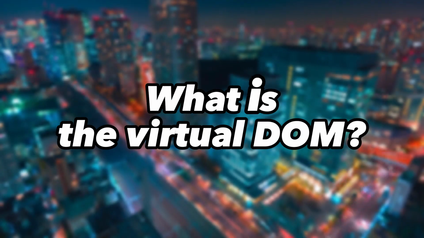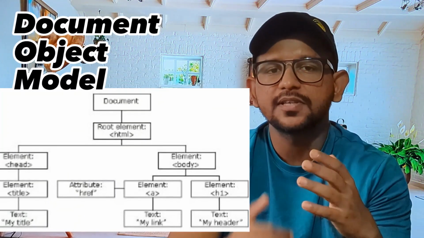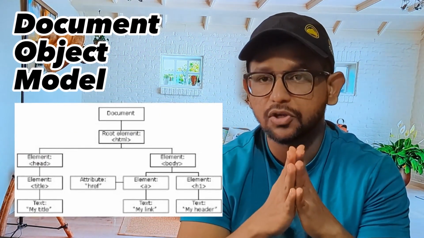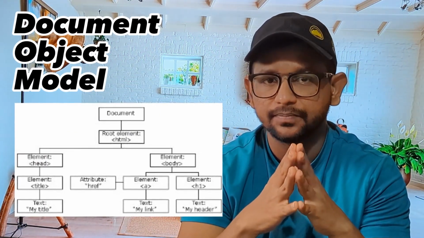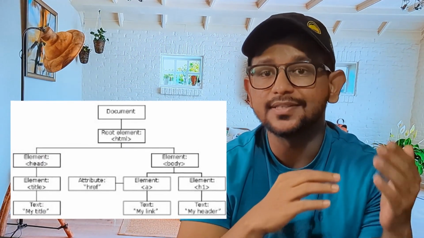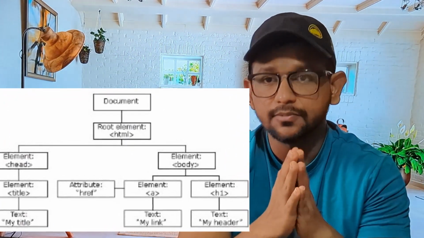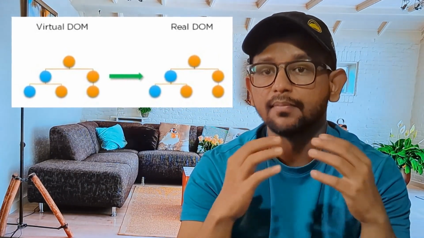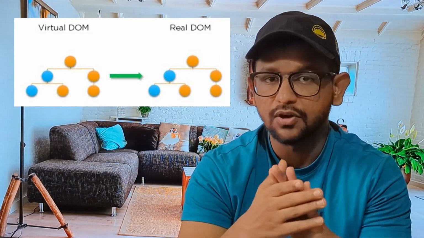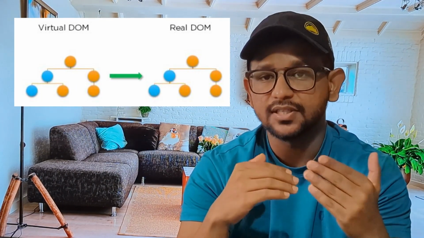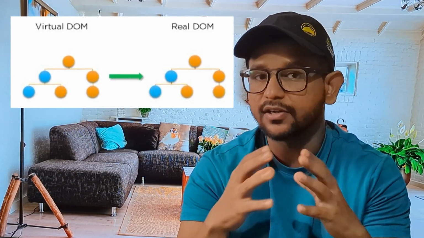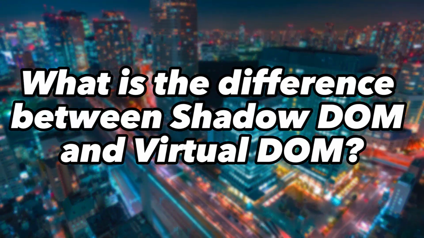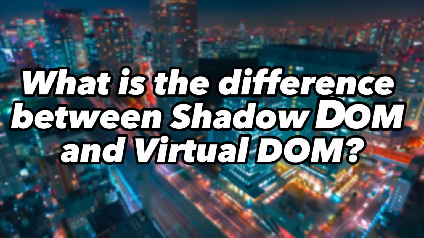What is the virtual DOM? DOM stands for Document Object Model. The DOM represents an HTML document with a logical tree structure. Each branch of the tree ends in a node, and each node contains objects. React keeps a lightweight representation of the real DOM in the memory, and that is known as the virtual DOM. When the state of an object changes, the virtual DOM changes only that object in the real DOM, rather than updating all the objects.